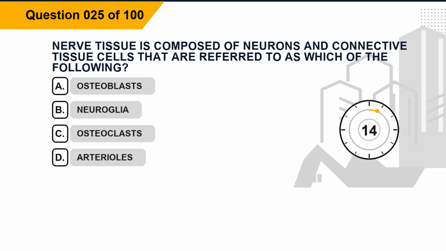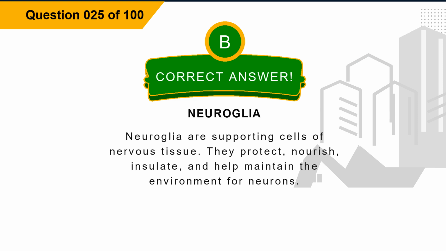Question 25. Nerve tissue is composed of neurons and connective tissue cells that are referred to as which of the following? Option A, osteoblasts. Option B, neuroglia. Option C, osteoclasts. Option D, arterioles. The correct answer is option B, neuroglia. Explanation. Neuroglia are supporting cells of nervous tissue. They protect, nourish, insulate, and help maintain the environment for neurons. Question 26.